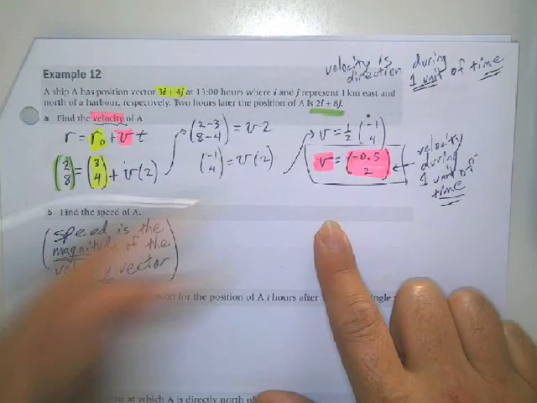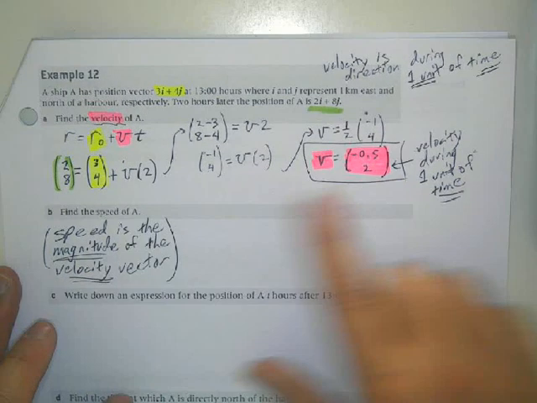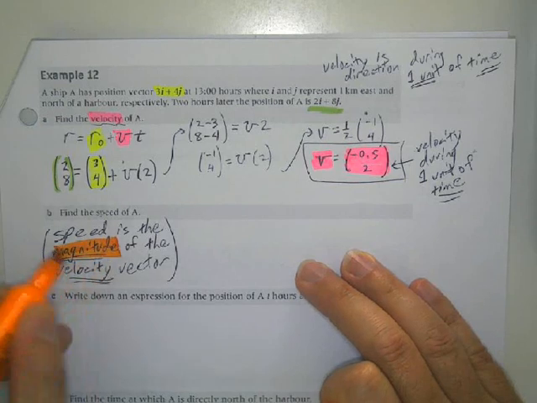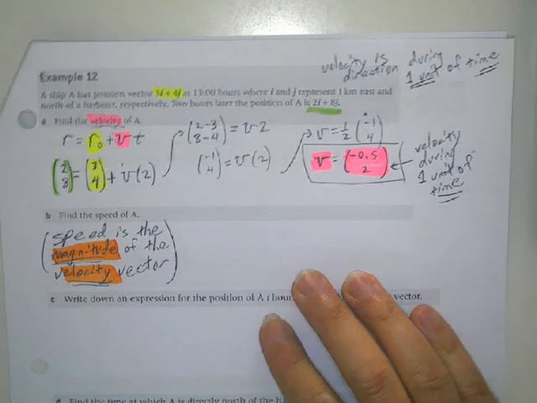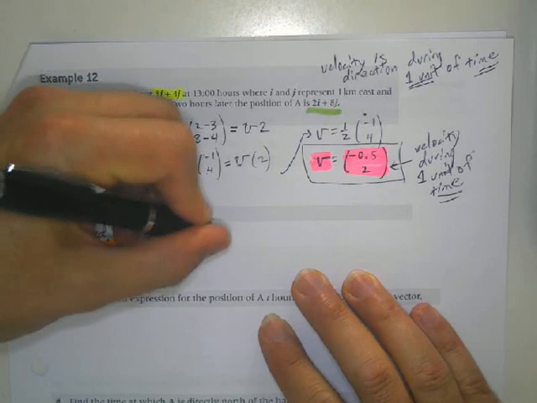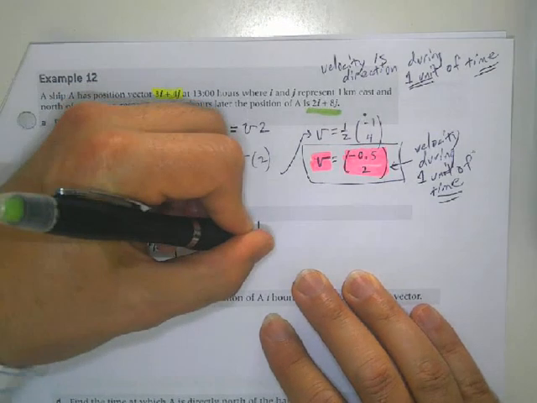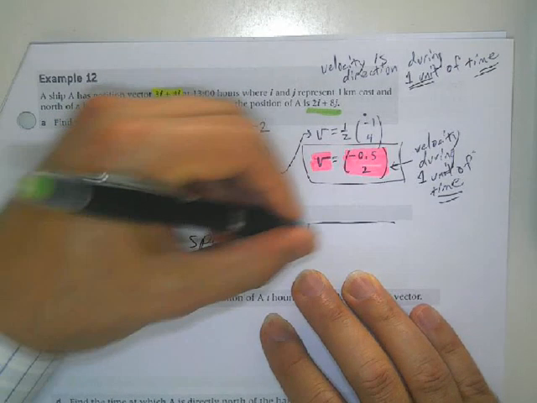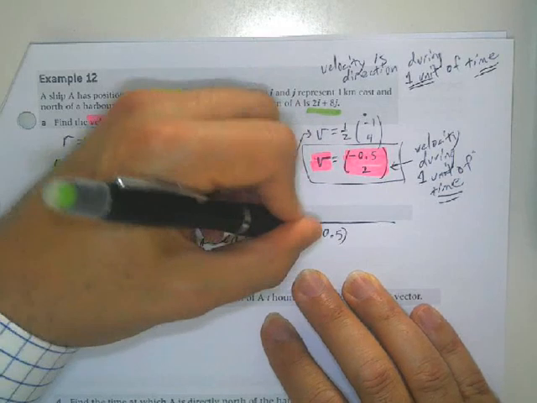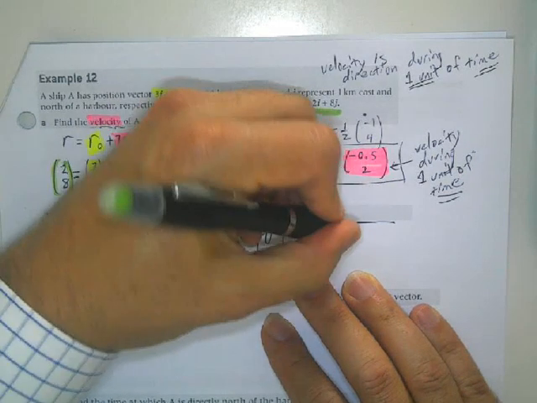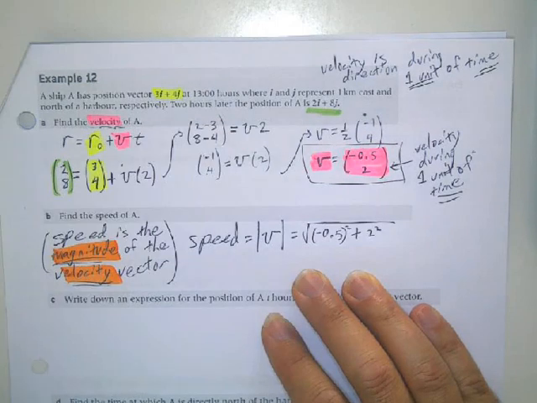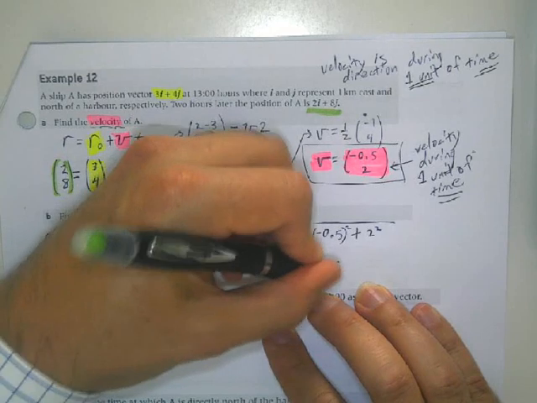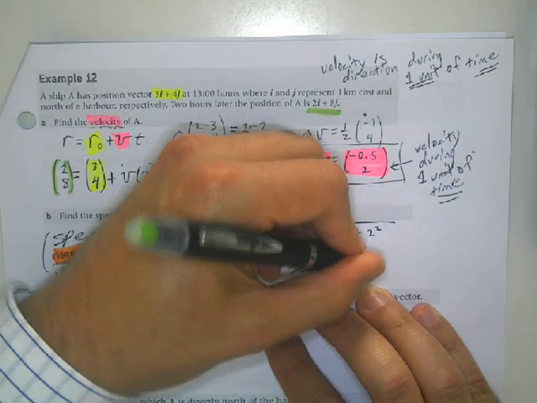Okay, now we want to find the speed. So remember, the speed is the magnitude of the velocity. So speed equals the magnitude of the velocity. So that's going to be equal to the square root of negative 0.5 squared plus 2 squared. And if I put this into my calculator, my speed is 2.06 kilometers per hour.